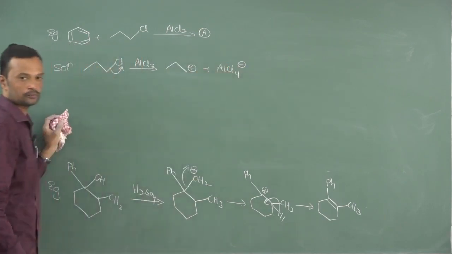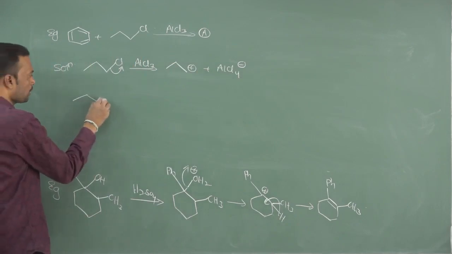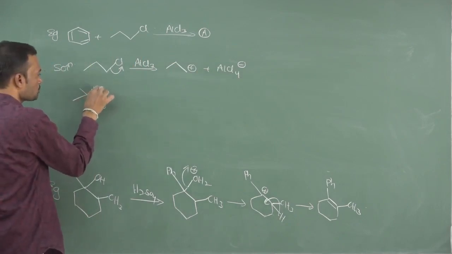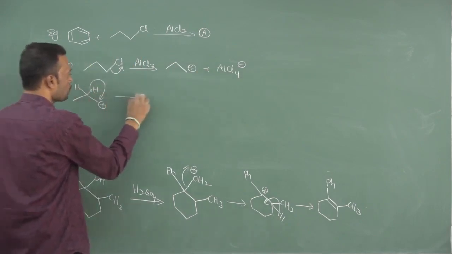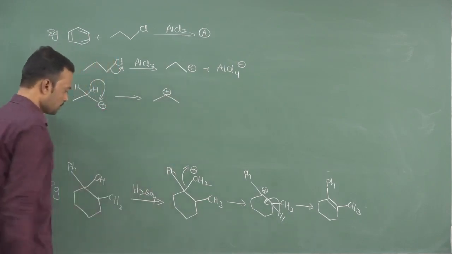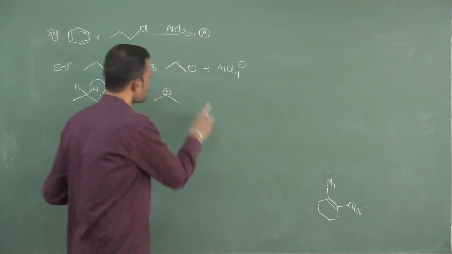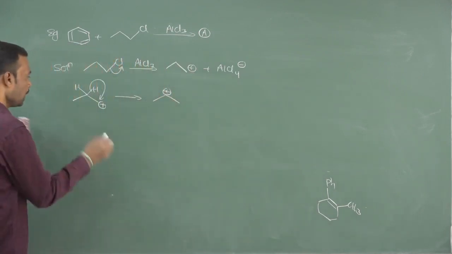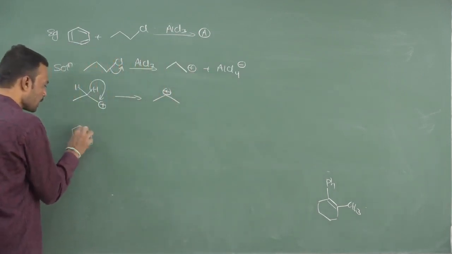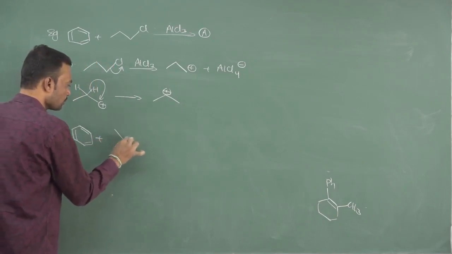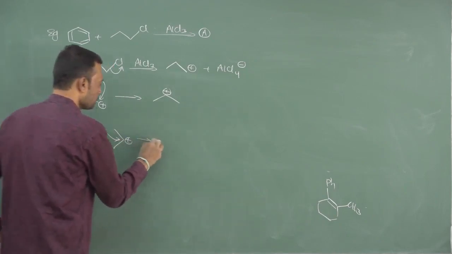When the Lewis acid reacts with this alkyl halide, first it may undergo loss of AlCl4 minus and a cation. Now this cation is primary and has a tendency to undergo rearrangement by using these hydrogens. After rearrangement you will get a secondary carbocation. We know a secondary carbocation is more stable than primary, that's why it undergoes this kind of rearrangement. After rearrangement only, this cation is going to add on benzene. So that will be added here.